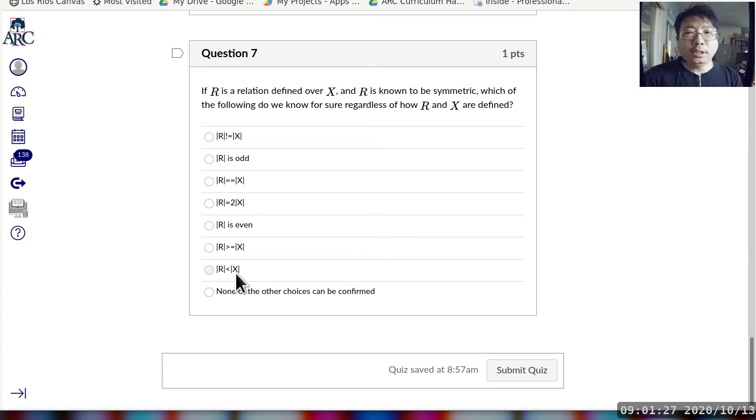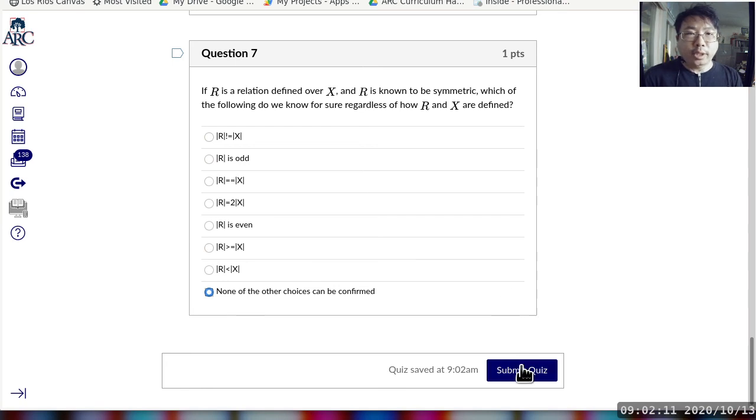That cannot be guaranteed either, because if you think about R being minimally reflexive, and then we just add 2 more elements, that makes the cardinality of R greater than the cardinality of X. Or in this case, just think of R as the minimum relation in order to be reflexive. That will make R and X have the same number of elements. So the number of elements of R is not guaranteed to be less than the number of elements of X. So the only choice is to answer that none of the other choices can be confirmed.